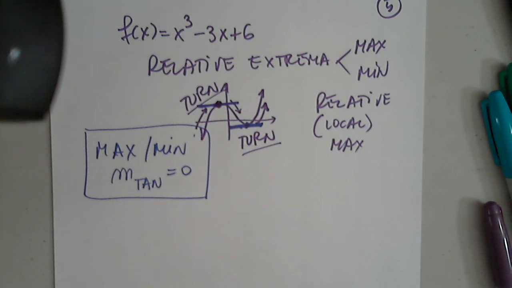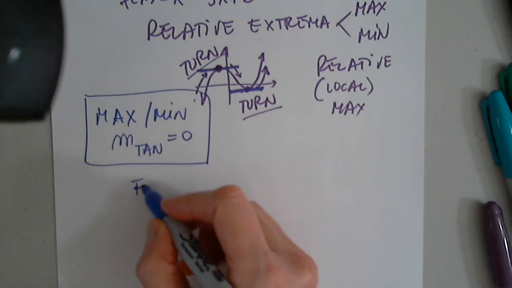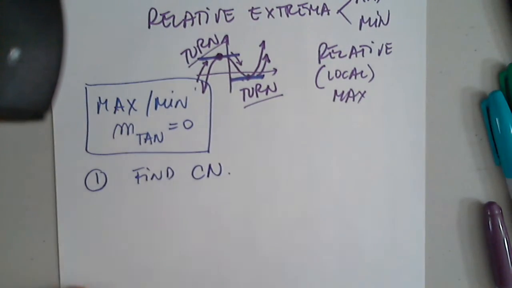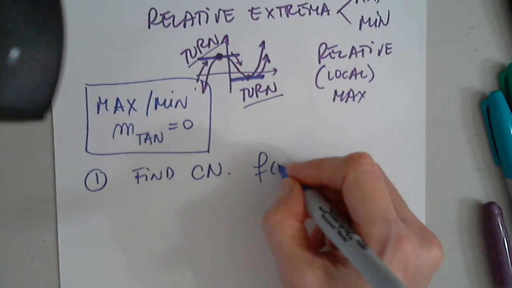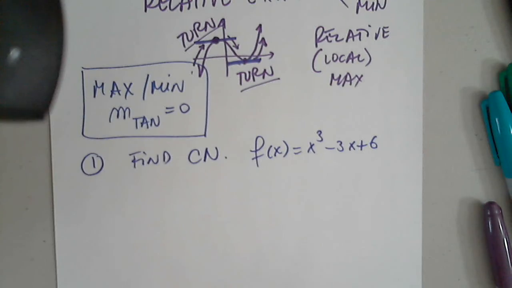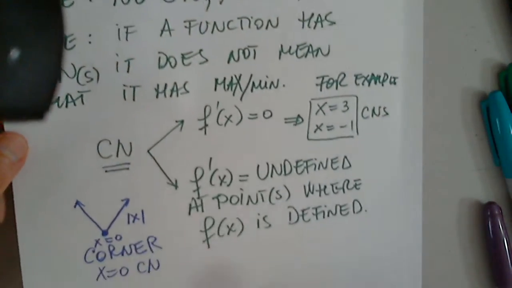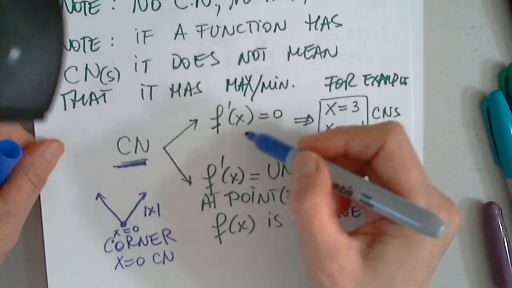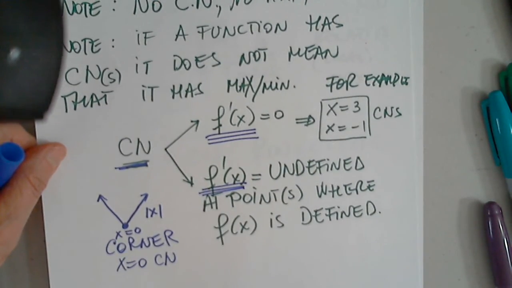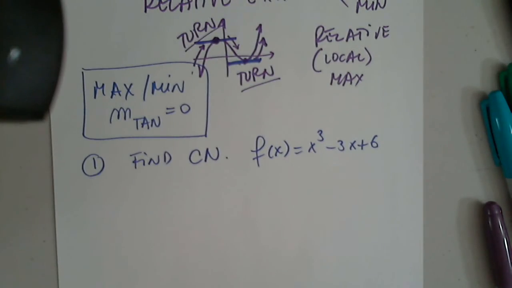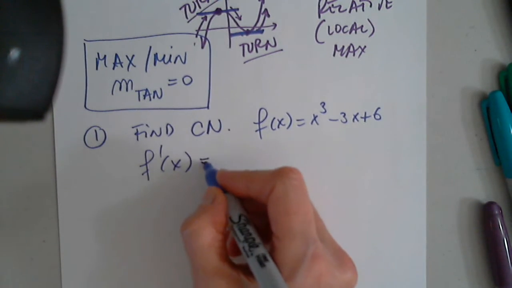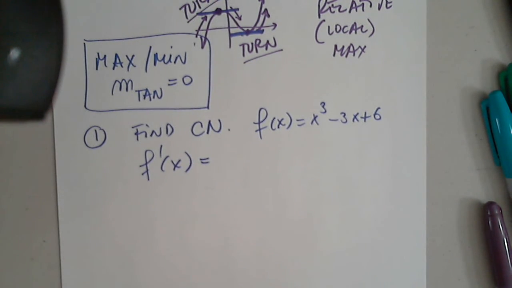Okay, so first, at step number 1, we find critical numbers for the function f of x equals x to the third minus 3x plus 6. In order to find critical numbers, what do I need to find first? Wild guess, the derivative. Thank you. So f prime, that was a good one.